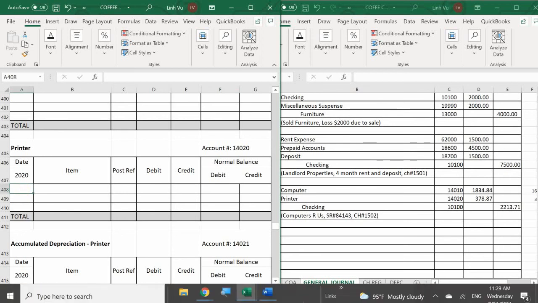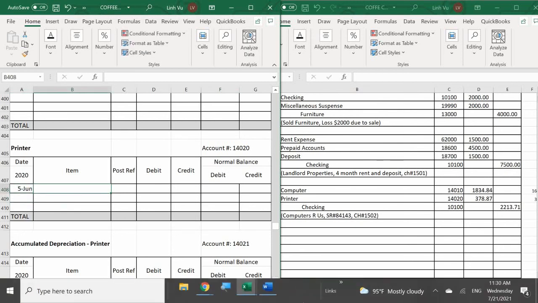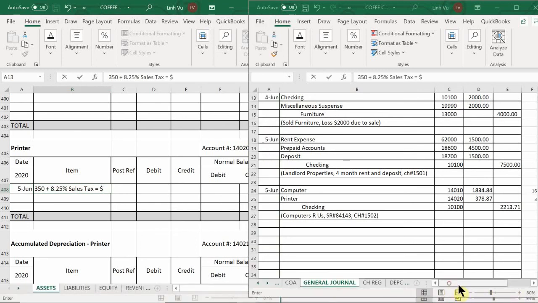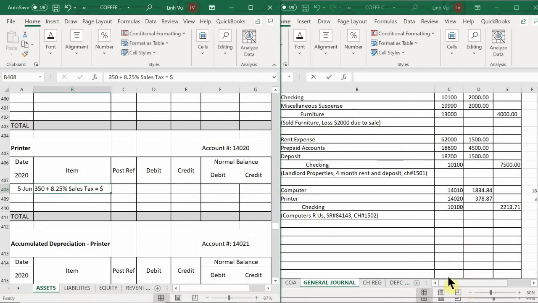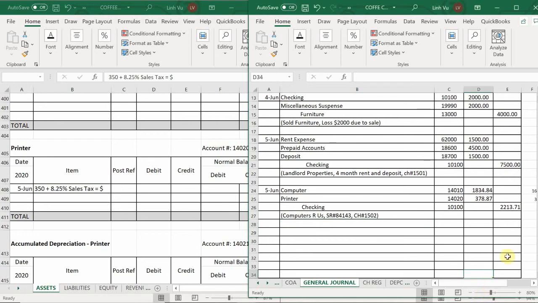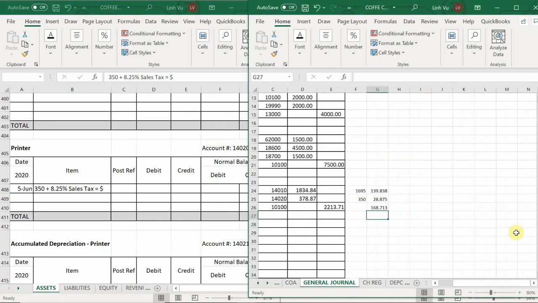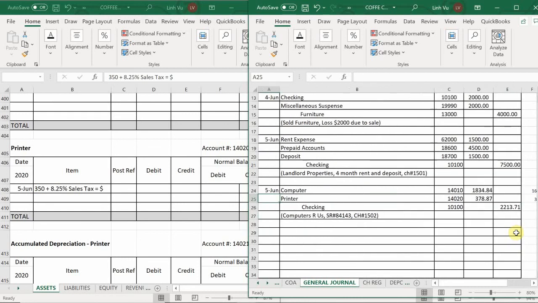So here's my printer. Again, 6.5. This printer cost me $350 plus 8.25% sales tax, which gave me a total of $28.87.